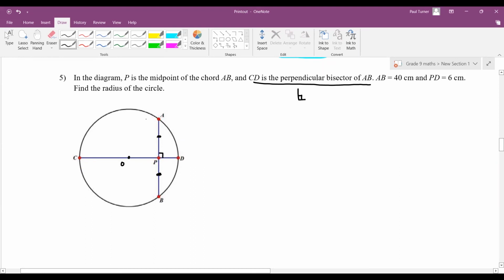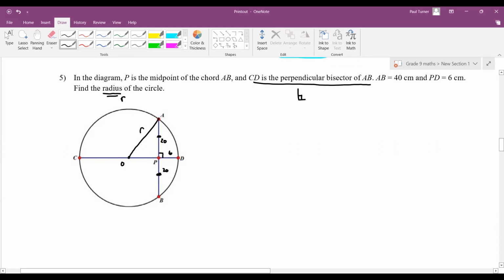Call that O. And let's make a radius line because we don't have any triangles at the moment. So let's make a triangle down to there. And we have AB, which is 40. So if AB is 40, then half of 40 is 20. So we could write 20 on both of them. And PD is 6. And we want to find the radius of the circle. So we'll call that R. So let's label the radius R, which is the same as OA.